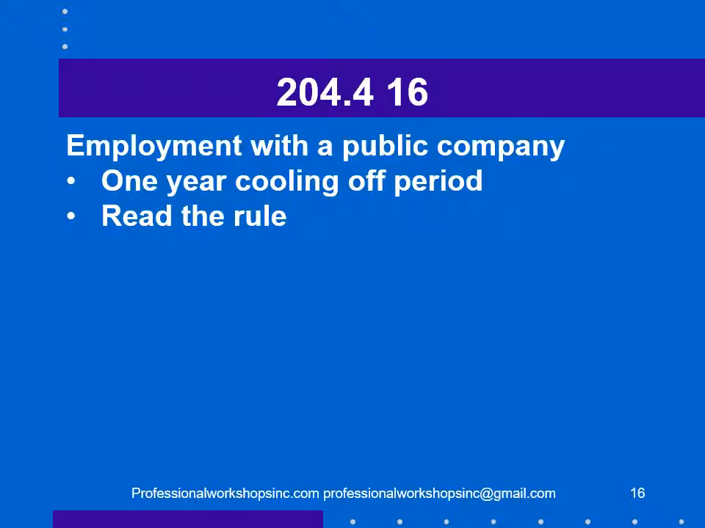Employment with a public company. There's a 1-year cooling off period. So if you are a partner in charge of an audit and you go get a financial related significant job with a public company, your firm has to resign. They can't do the audit for a year. And so what sometimes happens is the partner goes and takes a non-significant job with the client for a year and then moves into the more significant job. Again, read the rule. It's a complicated rule.